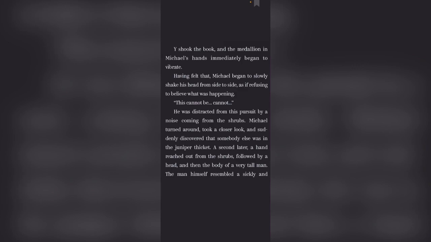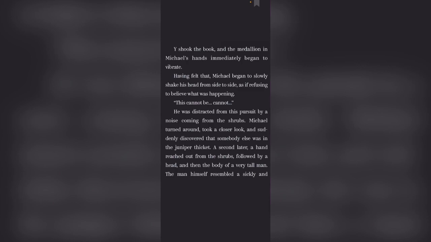Having felt that, Michael began to slowly shake his head from side to side, as if refusing to believe what was happening. "This cannot be. Cannot." He was distracted from his pursuit by a noise coming from the shrubs. Michael turned around, took a closer look, and suddenly discovered that somebody else was in the juniper thicket. A second later, a hand reached out from the shrubs, followed by a head, and then the body of a very tall man.